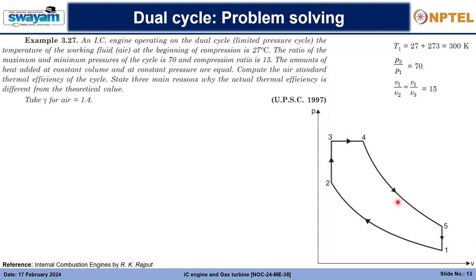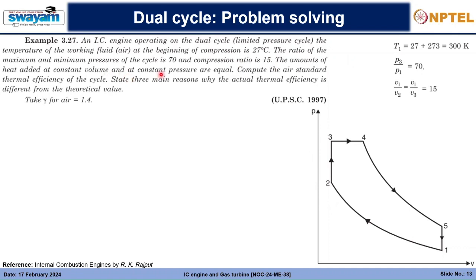Now, as per the question, at the beginning of the compression the temperature T1 is given. Then the ratio of the maximum pressure and the minimum pressure: with P on the y-axis and V on the x-axis, the maximum pressure is at 3 and 4, so P3 and P4 are equal and maximum. The minimum pressure is at 1, so P1. So P3 by P1 or P4 by P1 is given as 70, and the compression ratio V1 by V2 is given as 15.